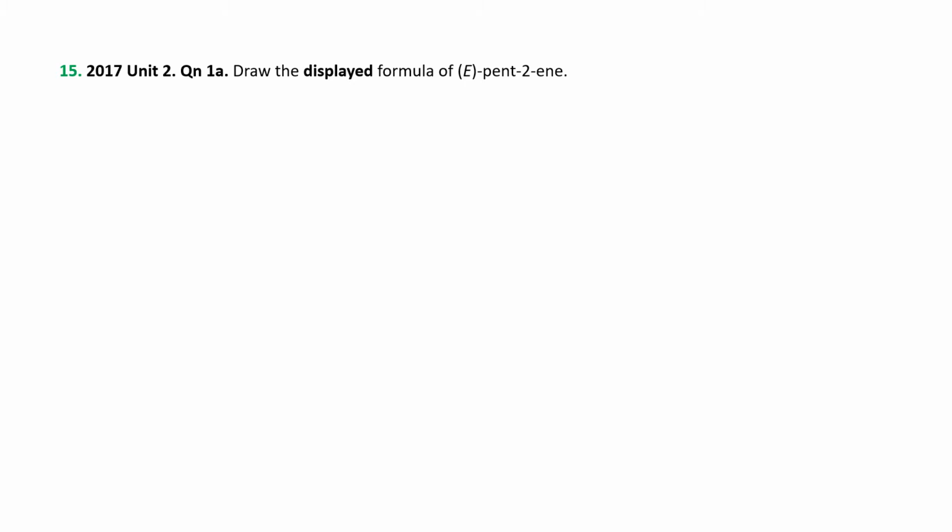Displayed formula of E-pent-2-ene. So this is where we're bringing in this isomer idea that we'll delve into in greater depth in future questions. So we got pent, 1, 2, 3, 4, 5, 2. So the double bond starts at carbon 2 there. Now to get the E, we have to put the higher priority group on each of these carbons on opposite sides. Now if we look at carbon 2, it's got a CH3 and then a hydrogen we haven't drawn. If we look at carbon 3, it's got a C2H5 there and a hydrogen that I haven't drawn.